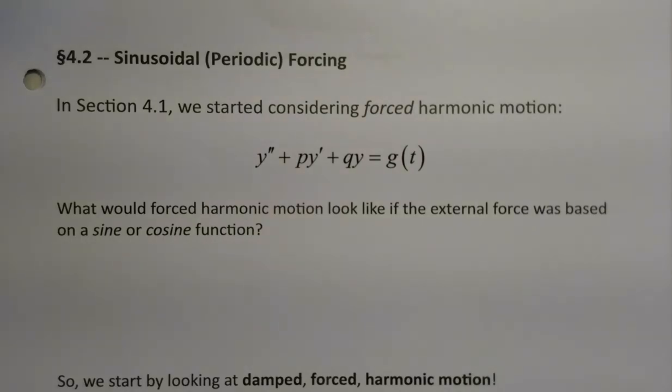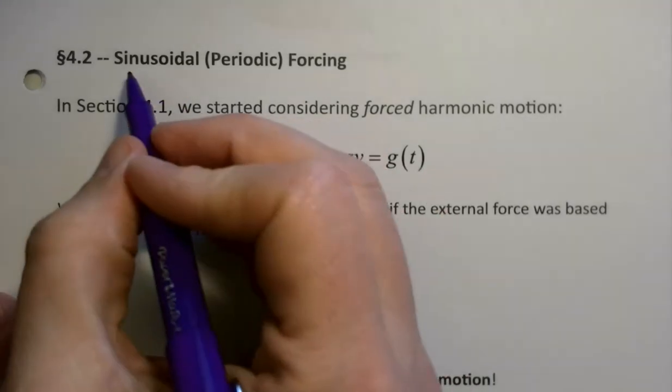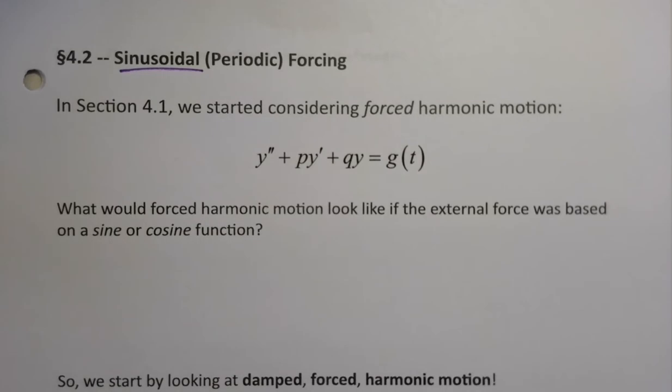Okay, we're going to take a look at the notes for section 4.2, which is building on what we did in 4.1. If you remember, 4.1 was all about forcing functions being applied to our harmonic oscillator. 4.2 is going to look at a specific kind of forcing function. We're going to focus on the sinusoidal or periodic forcing function. And so in 4.1 we started off with something that looked like this.